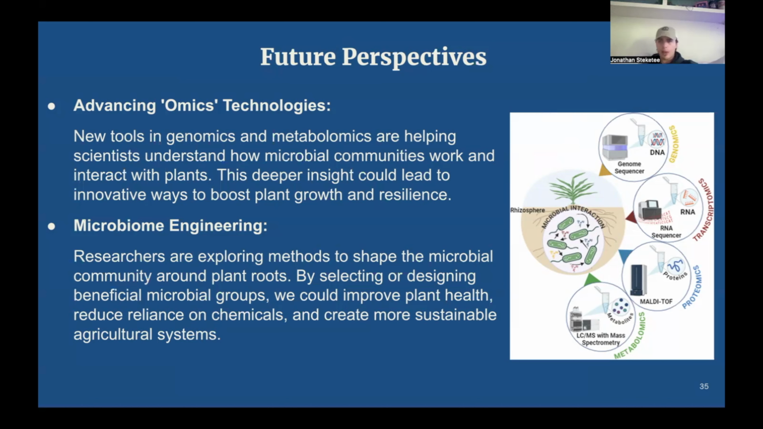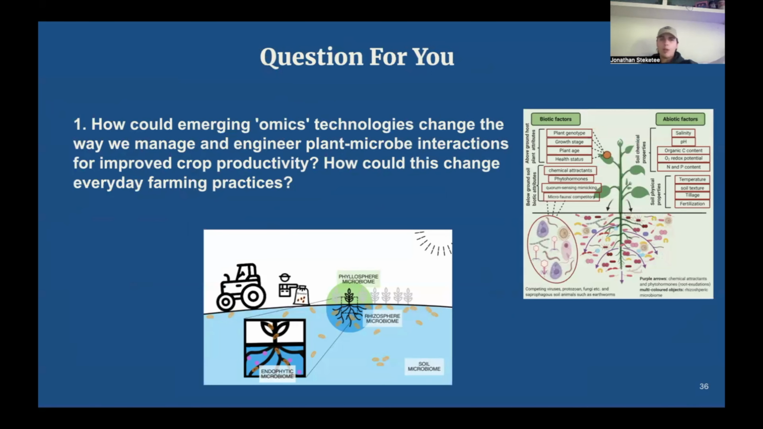which gets us into my last point, which is just a question for you guys. How could these emerging omics technologies really change how we view farming? And we've learned a lot in this presentation how these rhizosphere interactions are really helping the plant against these adverse conditions. But how could omics technologies take this even further? Something for you guys to think about.